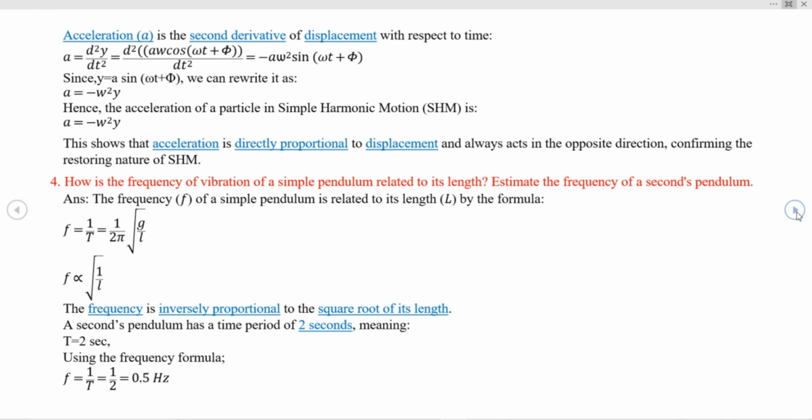That means f is inversely proportional to root over 1 by L. The frequency is inversely proportional to the square root of its length.